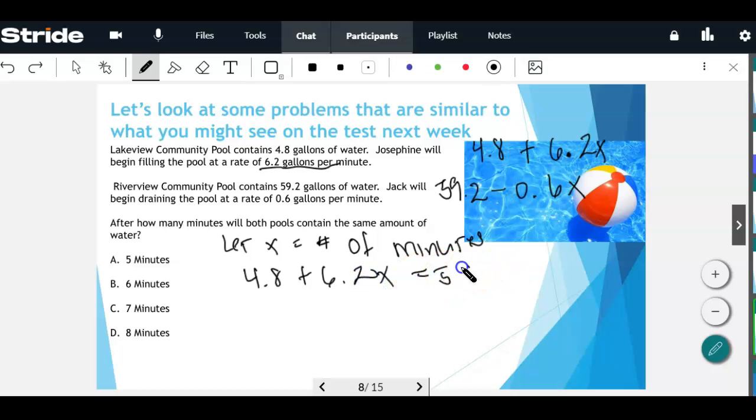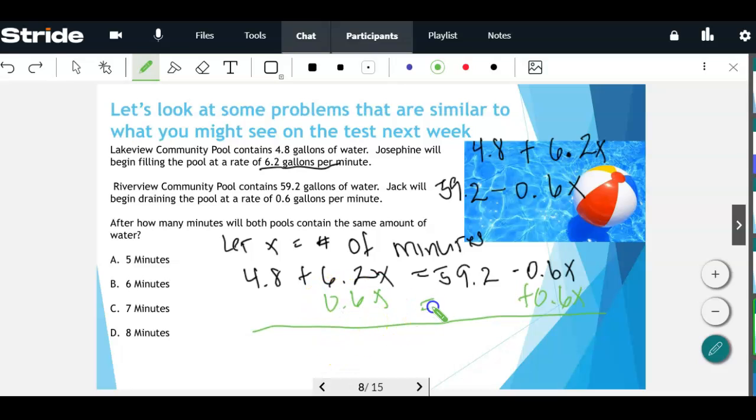All right, so 59.2 minus 0.6x. All right, combine the like terms. So we're going to have this variable over to the other side. So we're going to add 0.6x. And at this point, if you wanted to use the calculator to solve, you could do that. All right, so then we still have this 4.8, and then 6.2 plus 0.6 is 6.8, and then you have the 59.2.